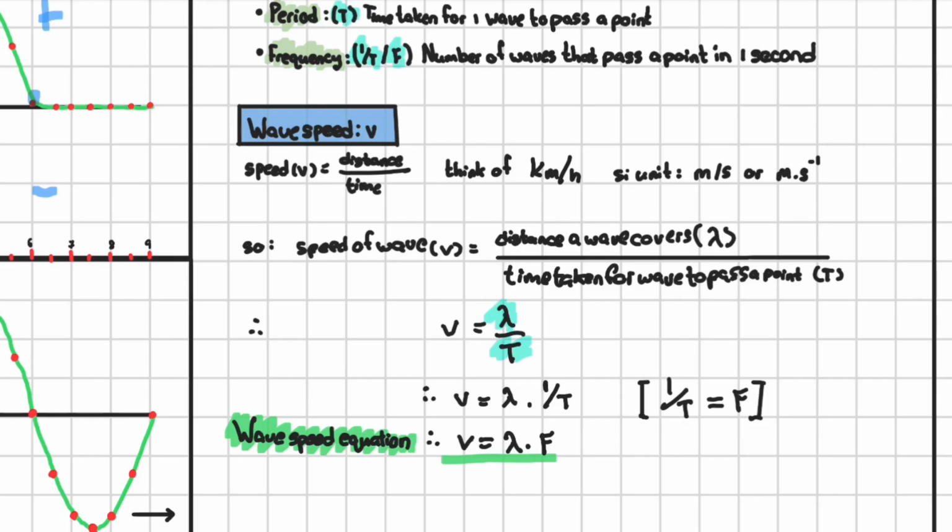Now, using our mathematical algebraic skills, we can separate this fraction into v is equal to lambda times 1 over T, because lambda divided by T is the same as me saying lambda times 1 divided by T. That's an algebraic property. But as physicists, we now know that 1 over T, which is the inverse of period, is in fact frequency. So we can simply replace this 1 over T by the symbol f, which gives us the wave speed equation, which states that the wave speed is in fact the wavelength multiplied by the frequency of this wave.